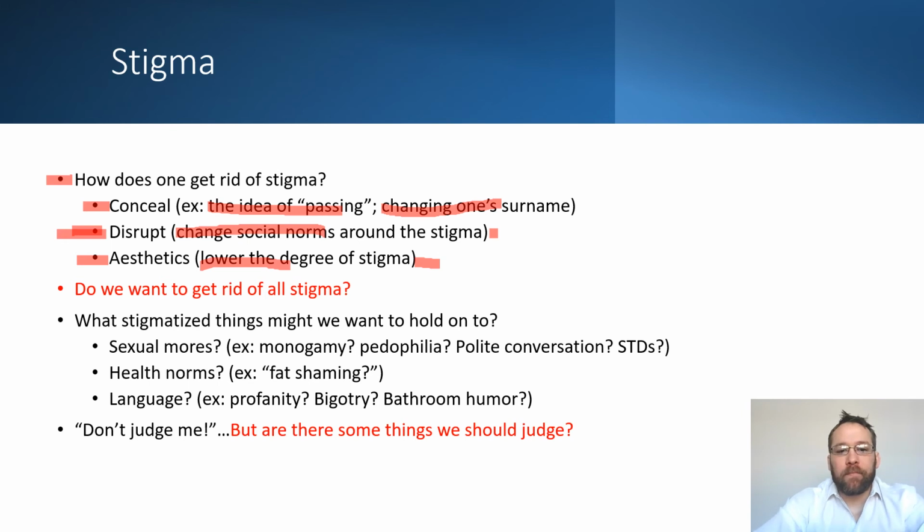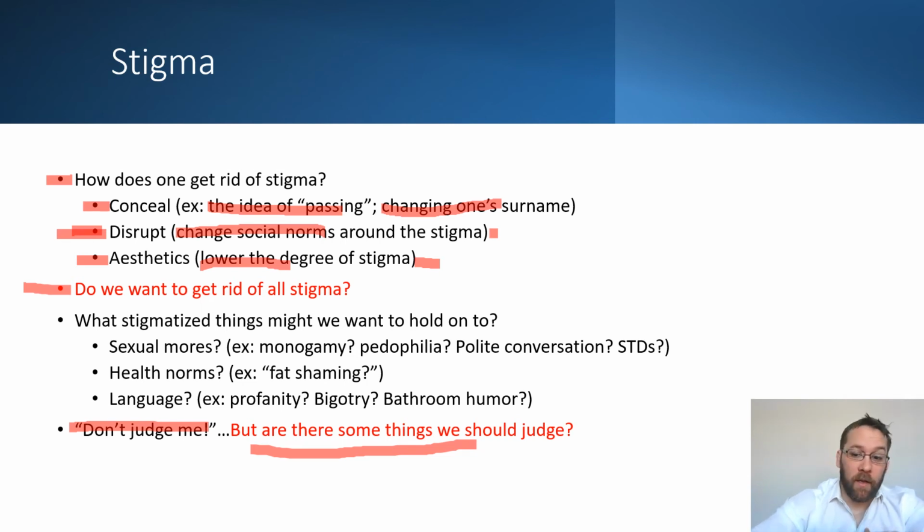So this comes to our final question, which is important. Do we want to get rid of all stigma? This is a very important question, because sometimes people hear the word stigma and we have this attitude in society where sometimes we say things like, don't judge me for anything. And I always ask, but are there some things that maybe we should still judge? Do you really want to live in a society where nothing's judged, where we allow all sorts of behaviors to exist, where we don't question people's choices? I'm not sure that anybody wants that.